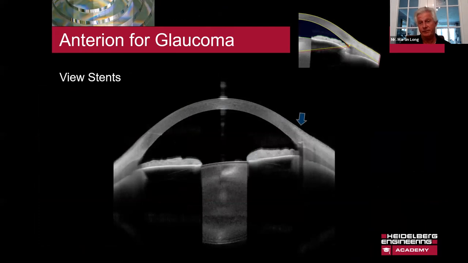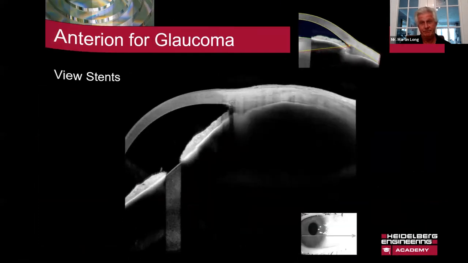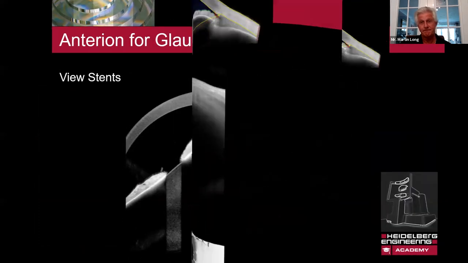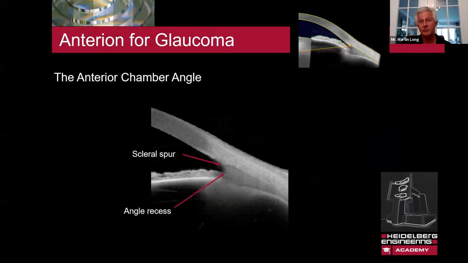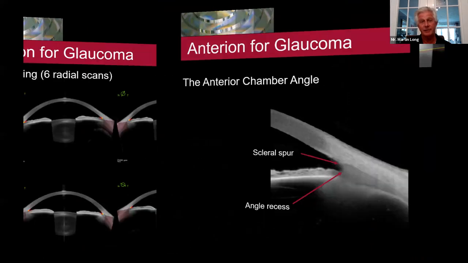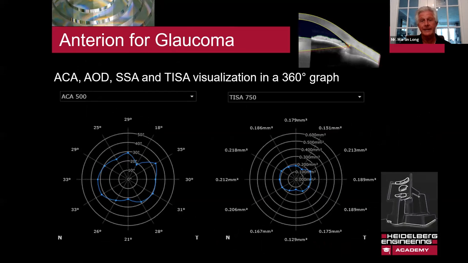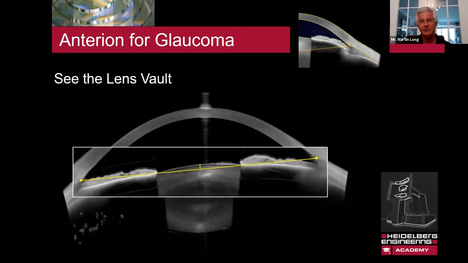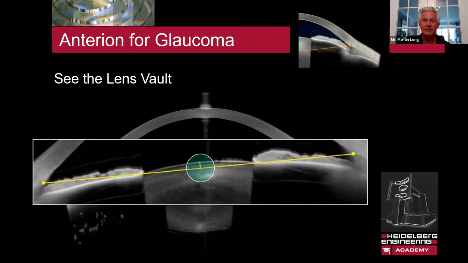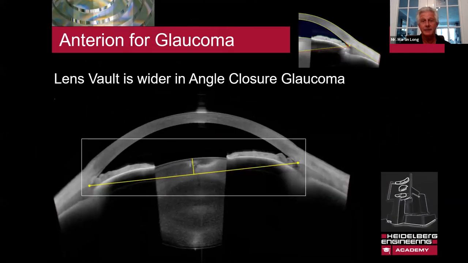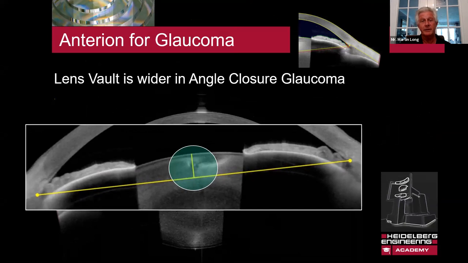You can view stents very nicely. We see the scleral spur, we can identify the angle recess. And so we do a radial scan in our glaucoma evaluation, and we look at 360 degree maps. And as mentioned by Dr. Pooja, you can see lens vault very nicely, and you have a much better feel for what's going on.